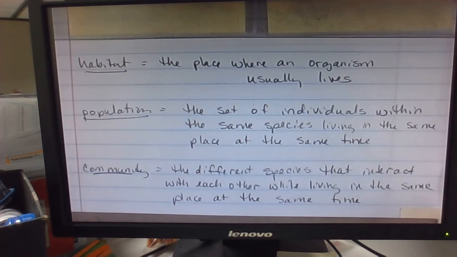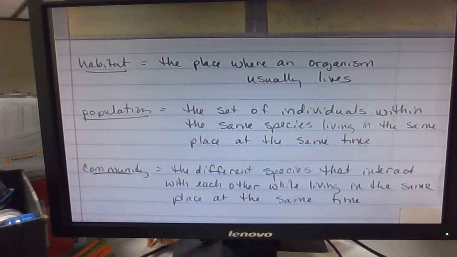Community. Different species that interact with each other while living in the same place at the same time. So when we look at a population, we're looking at that specific species at that place and at that time. But in ecosystems, there are always communities. There's always more stuff interacting. More critters interacting, I should say, rather than stuff. That's probably better.